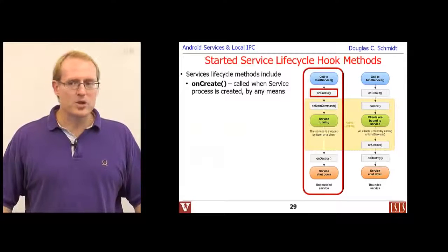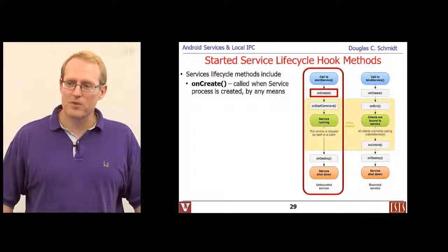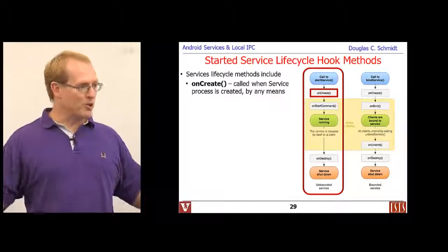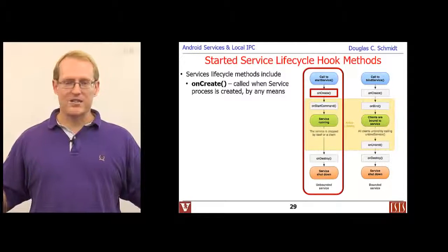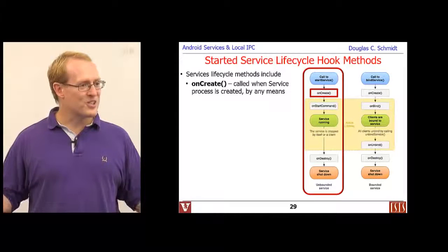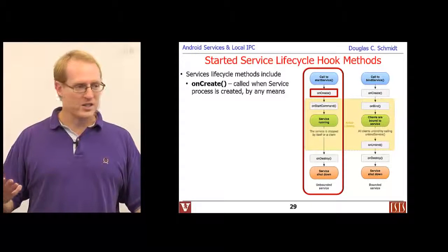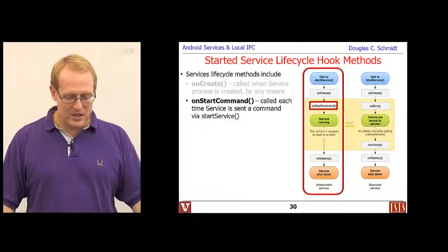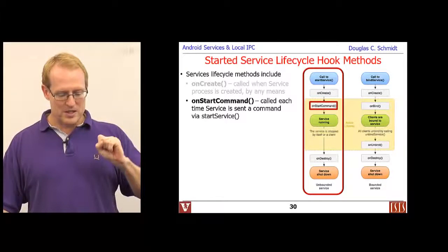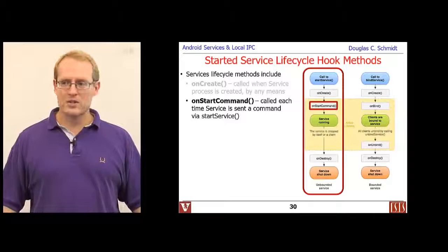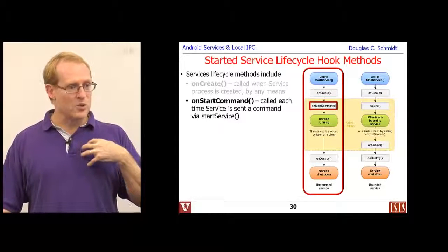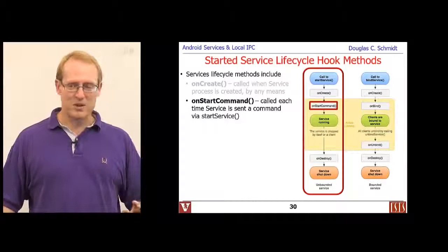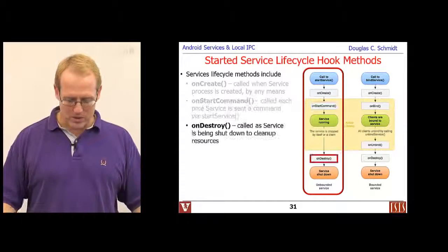So let's talk about some of these hook methods. You'll see that there are slightly different hook methods for started services than for bound services. They both have onCreate methods, no surprise. That's kind of the virtual constructor used to initialize a service when it's started, however it's started. The onStartCommand method is called each time a service is sent a command via startService. That will be called back, and that's what's going to give you the intent that was passed. This is what a started service does. Keep in mind that bound services don't work quite the same way.